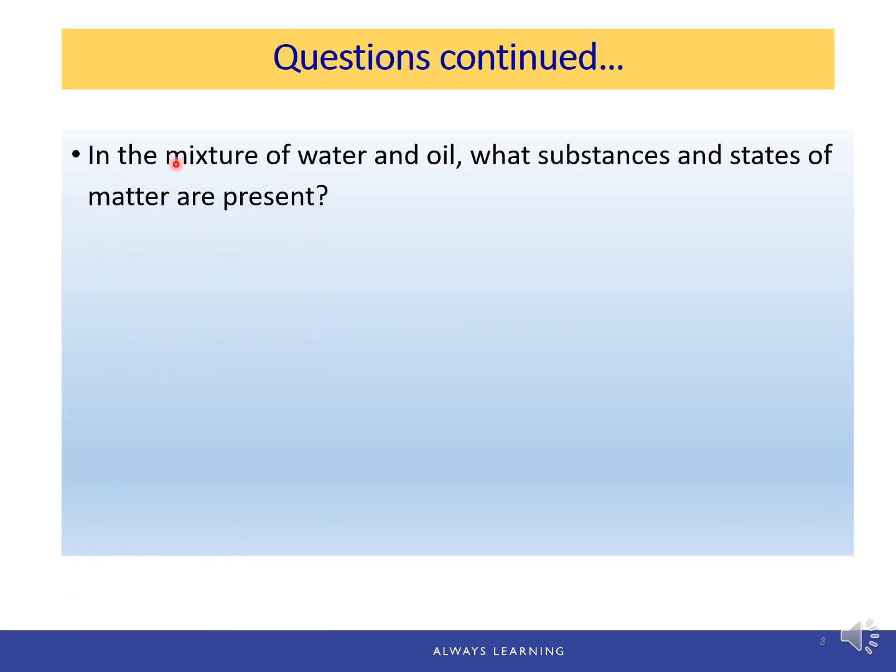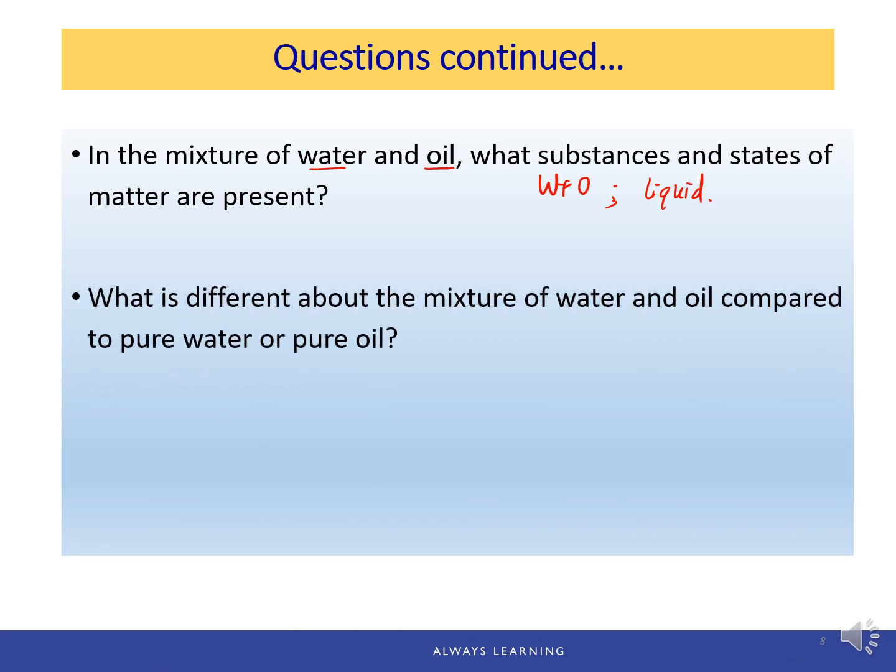The next question is, in the mixture of water and oil, what substances and states of matter are present? So the substances will be water and oil. And for the states of matter, there's only one state of matter, which is liquid, since both water and oil are liquid. So the next question is, what is the difference between the mixture of water and oil compared to pure water or pure oil? Because all of them are just liquid, one state of matter, but clearly they're not the same. And what is the difference?